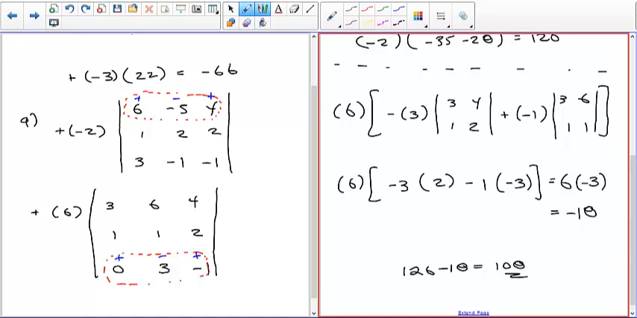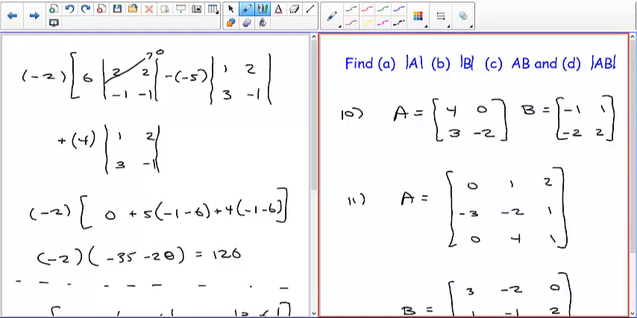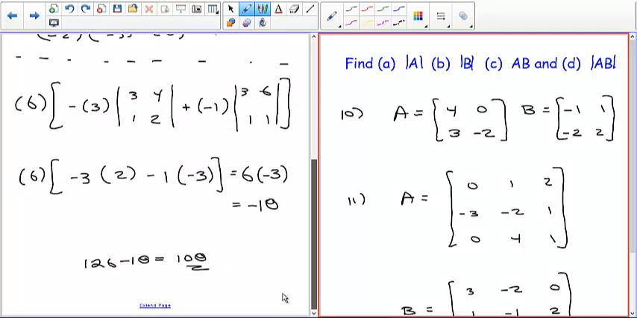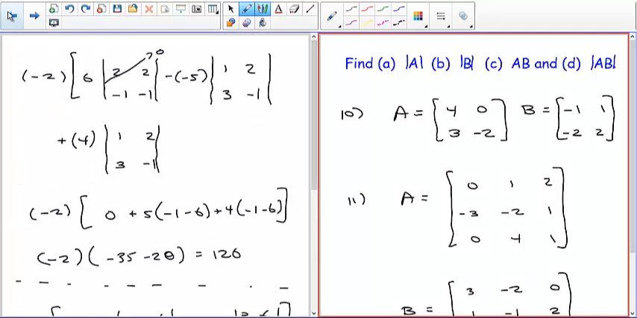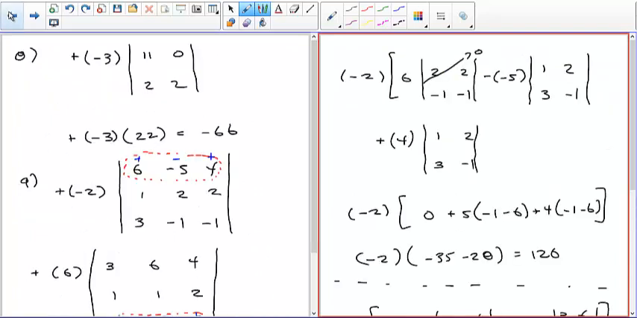So I'm pausing here. Okay, so I did it. I got negative 108 instead of positive 108. So that means I need to go back and figure out what I did wrong. So I'm going to pause you again.